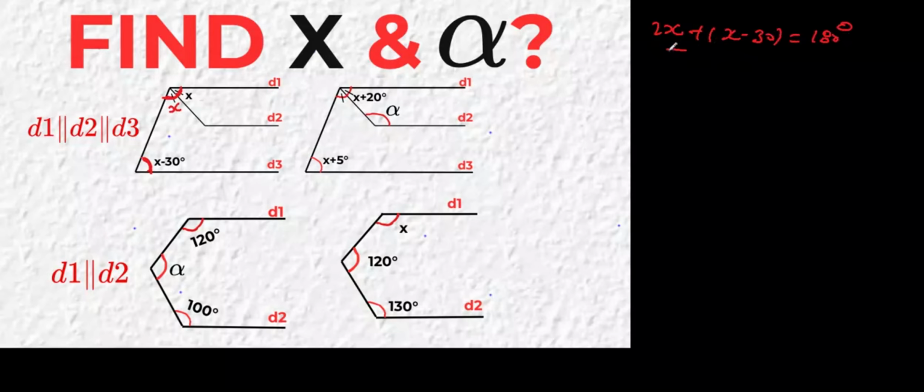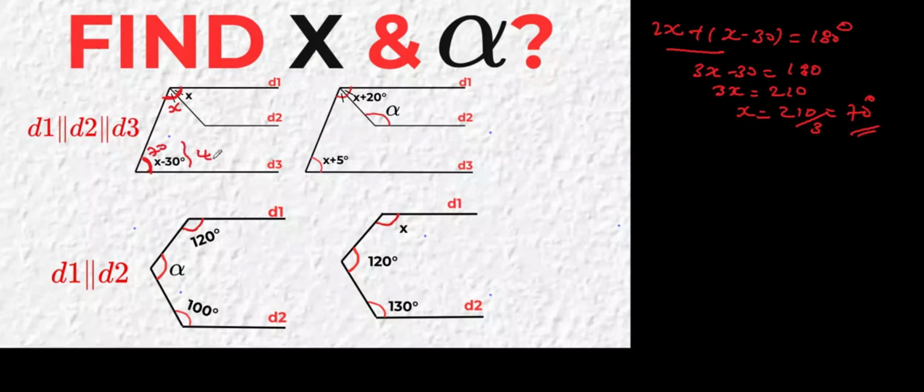So that means 3x minus 30 is 180, and 3x is just 210, and x will be 210 divided by 3, which is equal to 70 degrees. If you substitute 70 degrees here, 70 minus 30, it will be 40 degrees. And here it is 70, here it is 70. So that means 140 plus 40 degree, it is 180 degree. So that means the x value is 70 degrees.